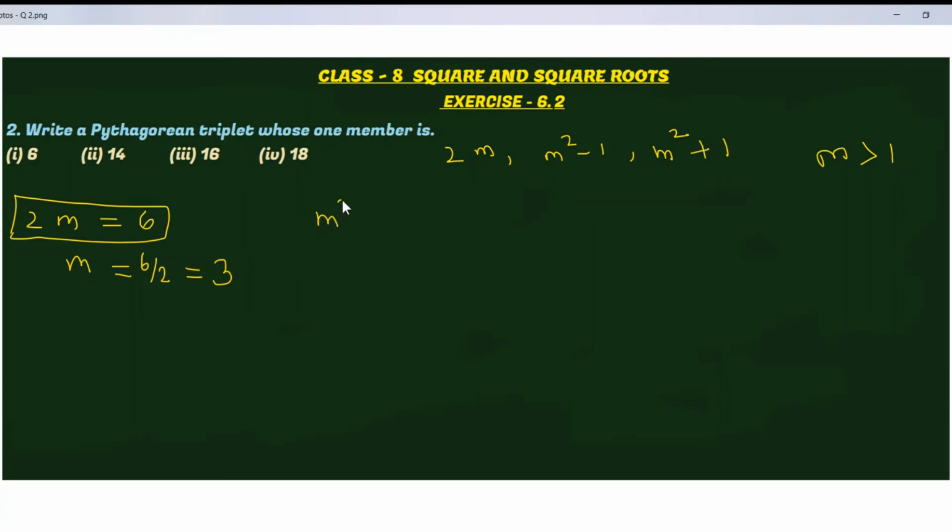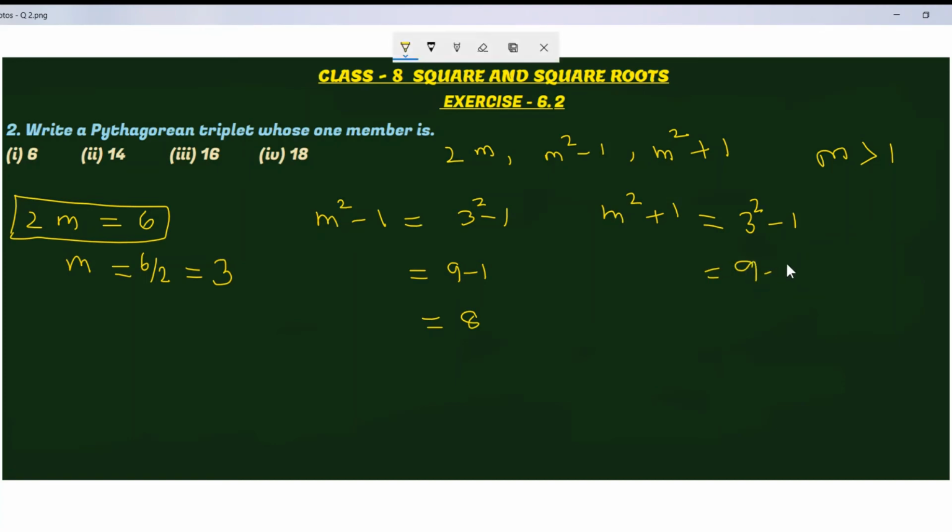M square minus 1 is equivalent to, m we have already found, it is 3. So 3 square minus 1 is equivalent to 9 minus 1, which is 8. This is our second number of the triplet. Next we need to find m square plus 1. M is 3, so 3 square plus 1 is equivalent to 9 plus 1, which is 10. This way we can find the Pythagorean triplet.